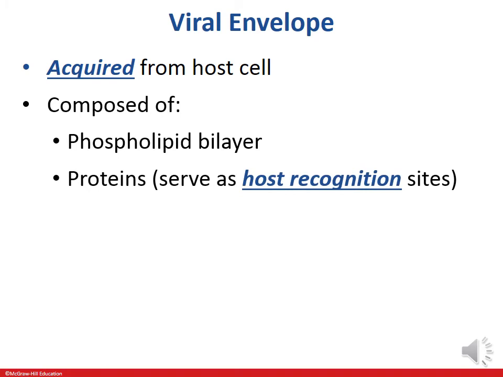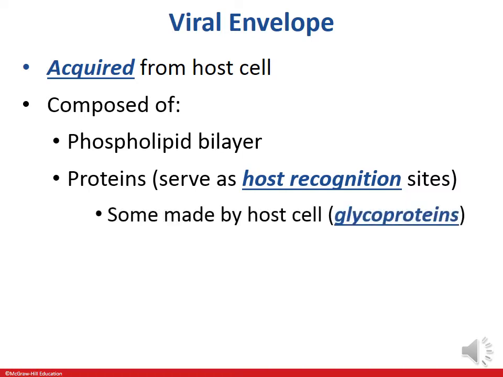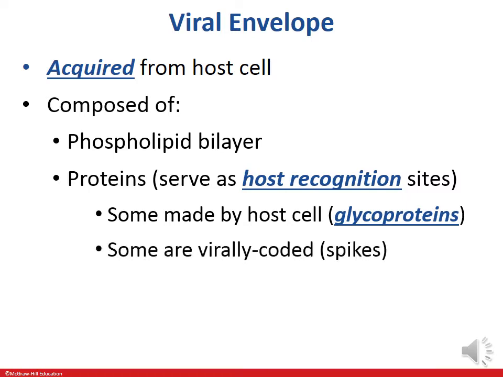The proteins that are embedded on it are going to, again, we keep mentioning this host recognition site. If those surface proteins don't match the target, then they're not going to be able to infect that cell. And so when we mention those host recognition sites, if they're called glycoproteins, they're probably made by the host cell and they were stolen along with the envelope. If they call them spikes, they're probably something that the virus was carrying the DNA for that shape, and they posted it out on that envelope themselves.